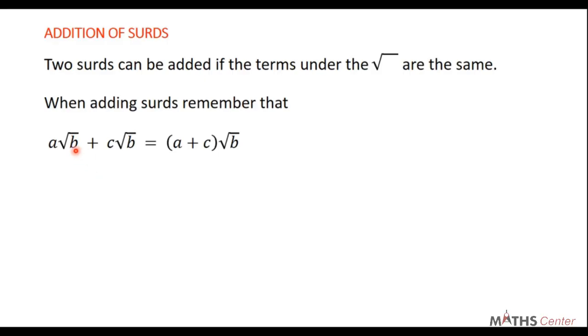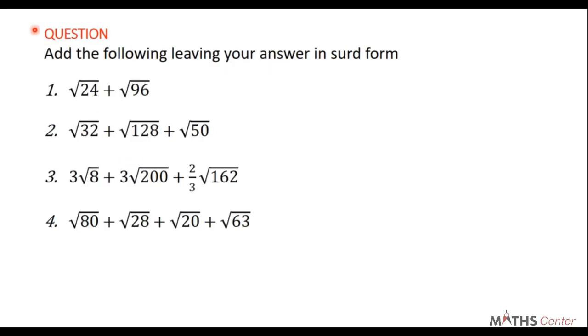Remember that the terms under the square root sign must be the same. So here we have square root of b, here we have square root of b. If they are different, you can't add them. Let's pick some examples and see how this is done. So we are told to add the following, leaving our answers in surd form. So you pick these one after the other and solve it.